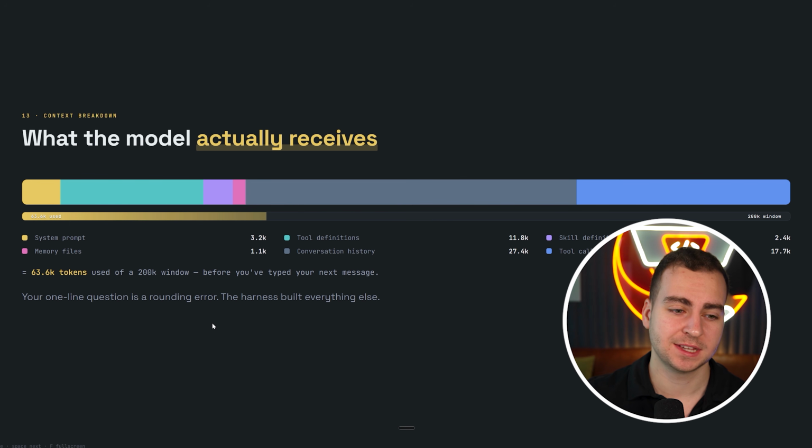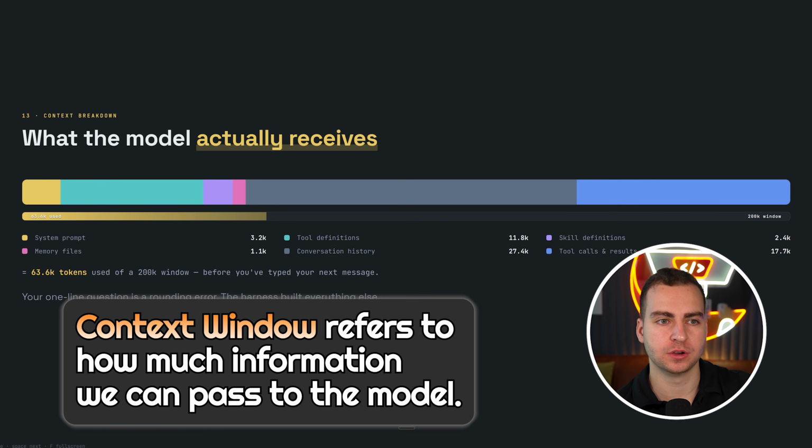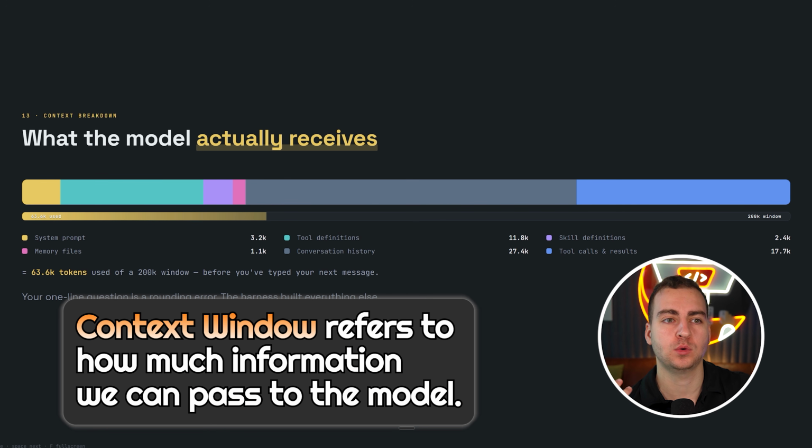So continuing, let's have a quick look at what the model actually receives in the context window. I know we had a quick sample before, but I just want you to see the size and space that some of these things take up. So a context window is the size, right? Or how large, how much information we can pass to the model.